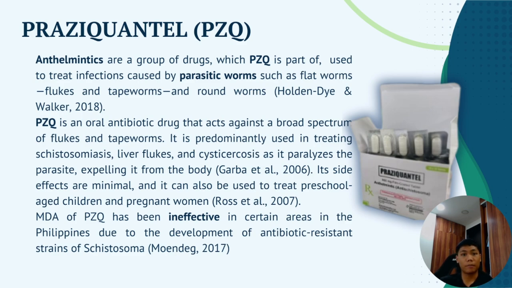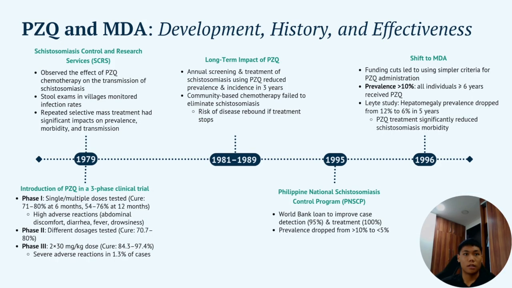The MDA of PZQ has been ineffective in certain areas in the Philippines nowadays due to the development of drug resistant strains of Schistosoma. So let's quickly go over how PZQ was developed and introduced to the Philippines and how it went from case finding to the MDA that we know today. Well, in 1979, we saw the introduction of PZQ in the country in a three-phase preliminary clinical trial on the tolerance and efficacy of the drug, which was done in Palo, Leyte.